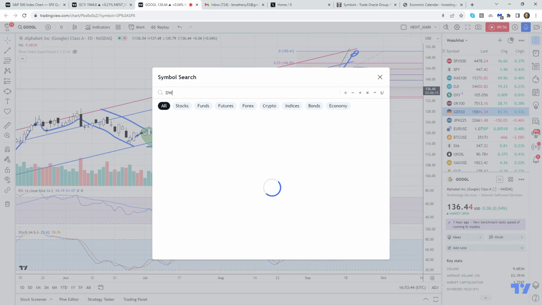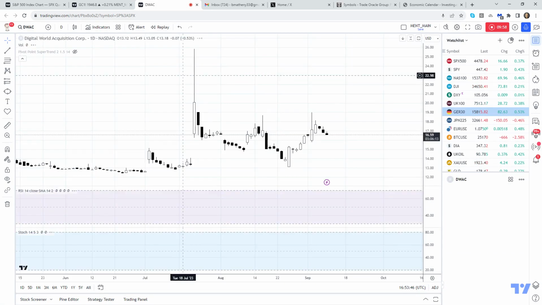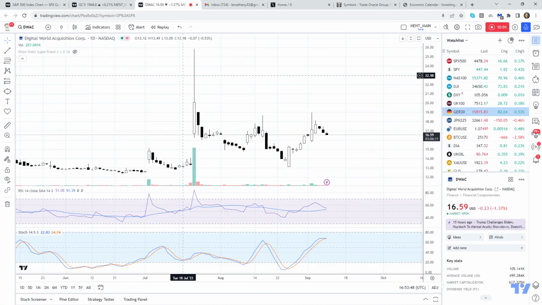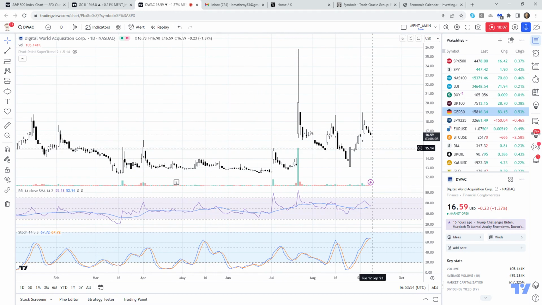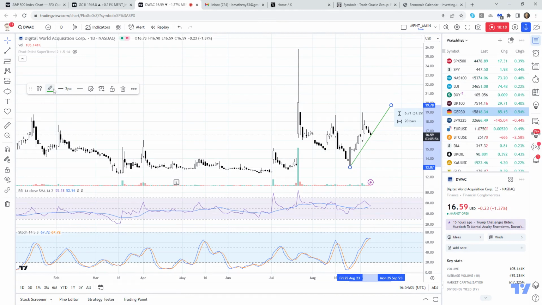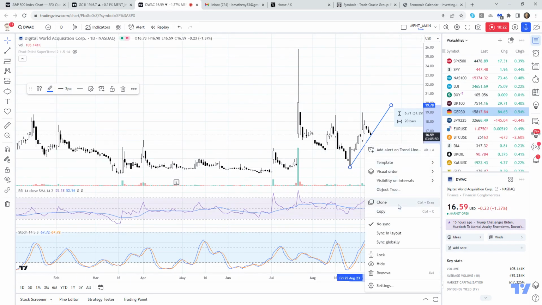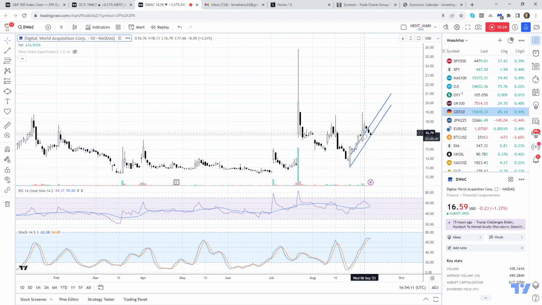So DWAC. Now, some of these are going to look spotty. Okay, this is a good example of not really having a trend. So look here, we're sideways. This is more speculative. You could probably run a line like this, indicating that we have some sort of an uptrend, and we are potentially going to have some sort of a zone out in this area.